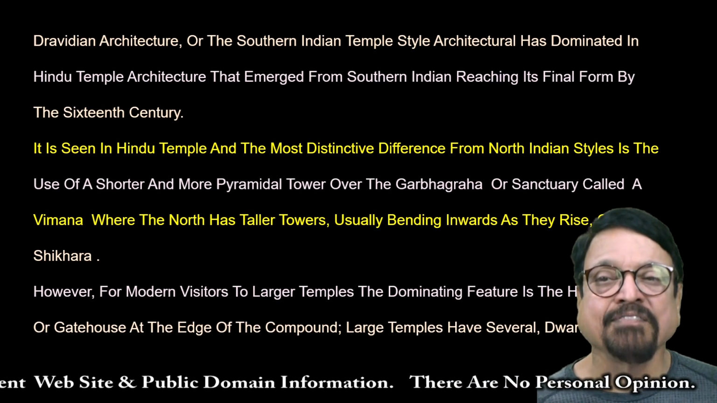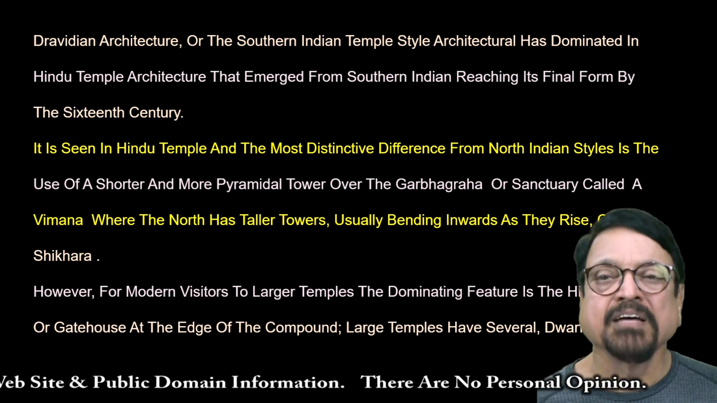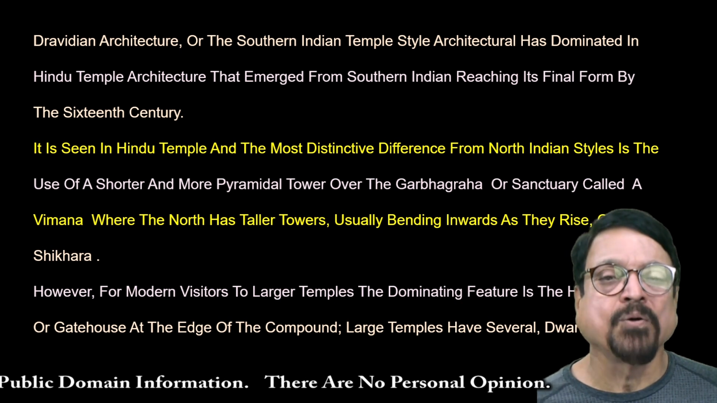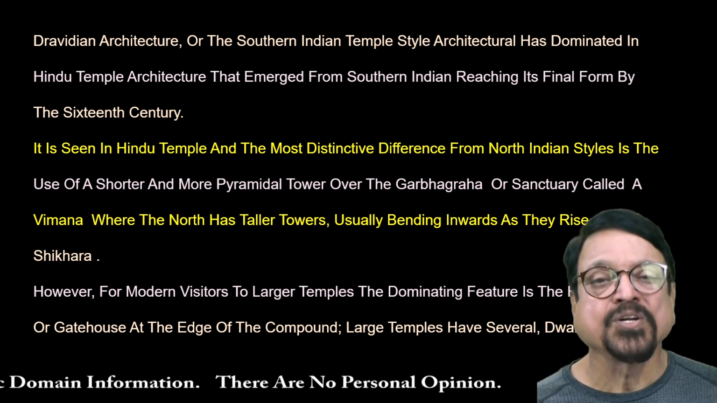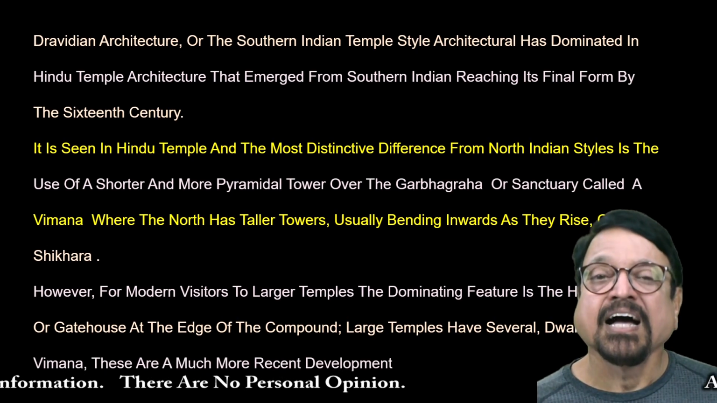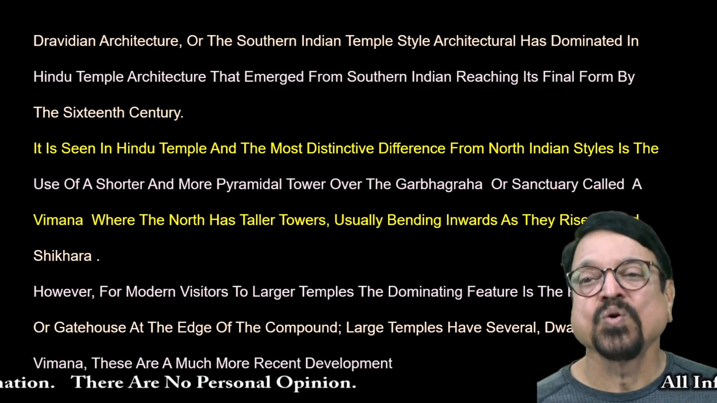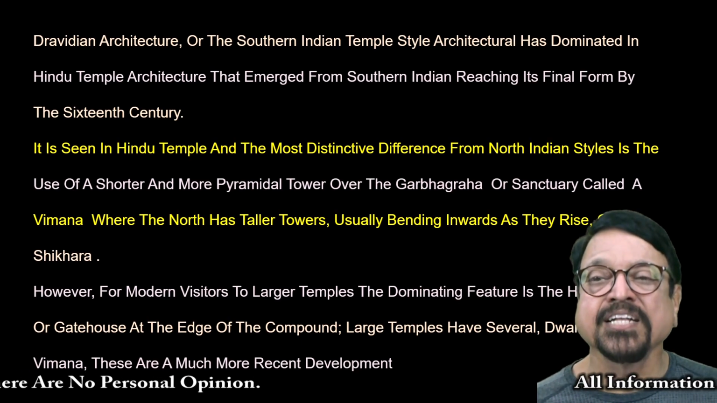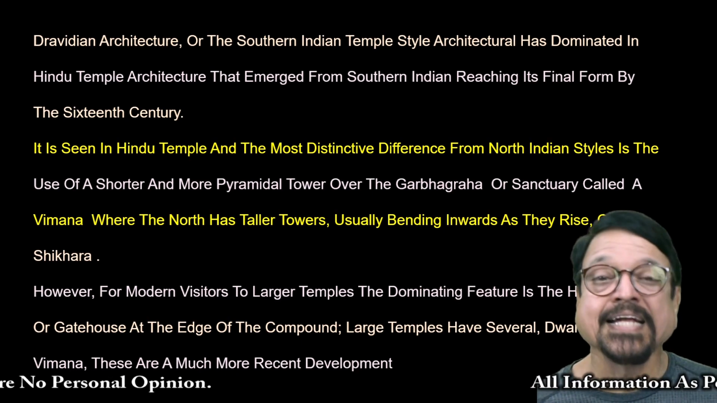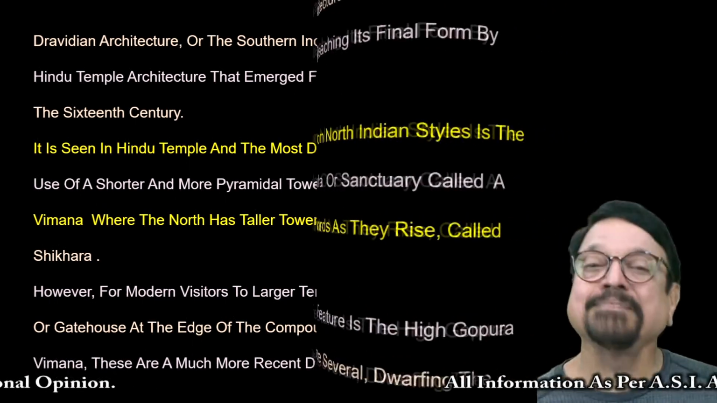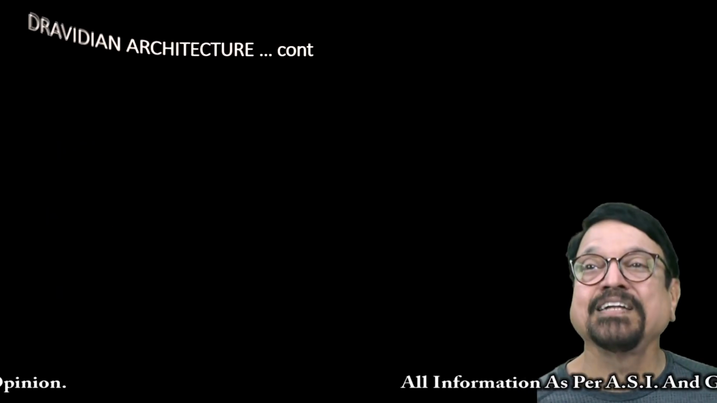Gateway is not a correct way to describe it. Gopuram is Gopuram, but sometimes described as a gateway, it is on the edge of the compound, on which they have a Vimana-like structure, which can be up to 200 feet tall. So it can be taller than the temple, it can be larger than the temple, and usually it is constructed after the temple has been completed by some different dynasties. So that is the difference. Now let's come to Dravidian architecture.